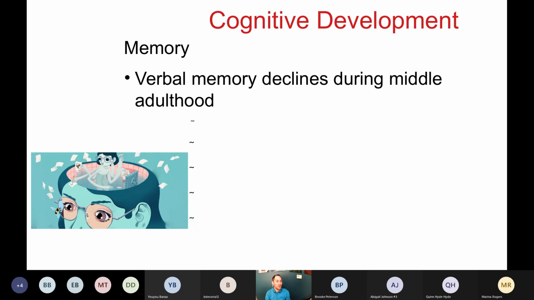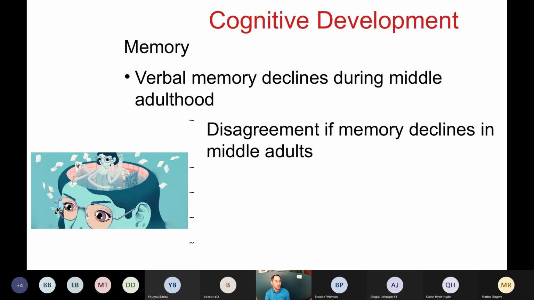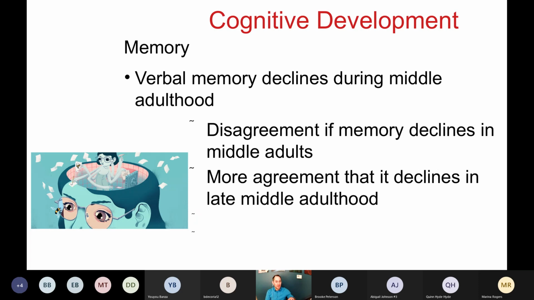So verbal memory declines during middle adulthood. With this, there's a disagreement about whether this memory is declining in middle adults, or only in late middle adulthood. So this goes back to there probably being different phases of middle adulthood, and I suspect we'll see late middle adulthood as a phase versus an early middle adulthood, to delineate these differences. So there is agreement that there's some decline in late middle adulthood, but overall in middle adulthood it stays pretty stable.